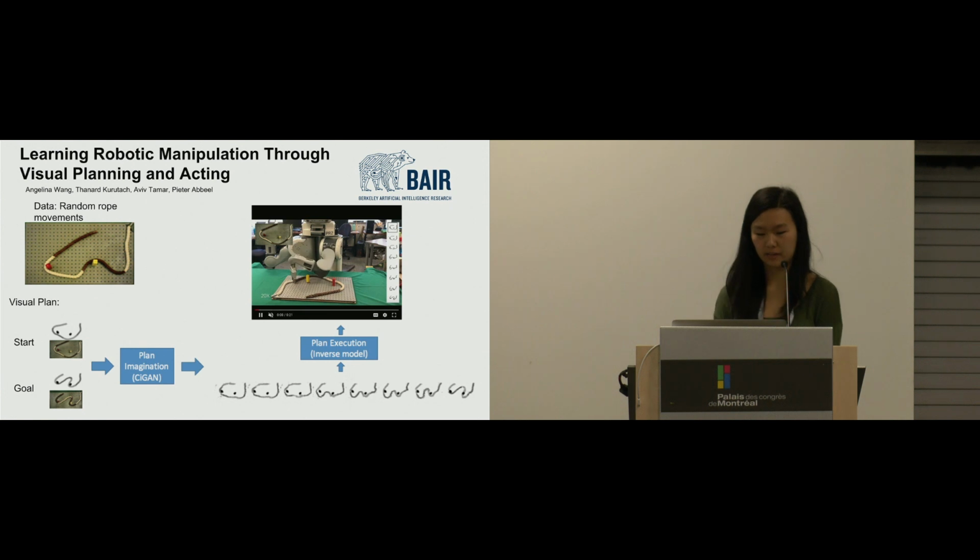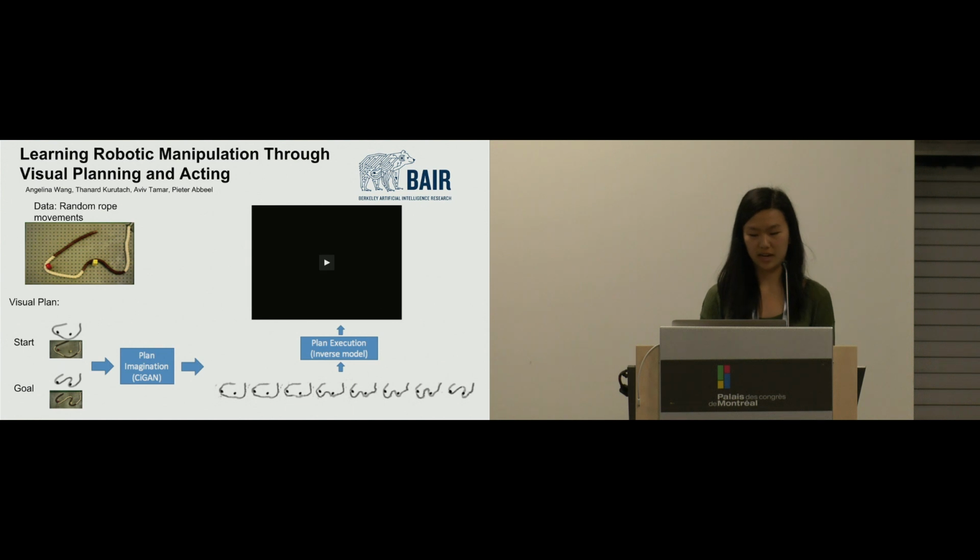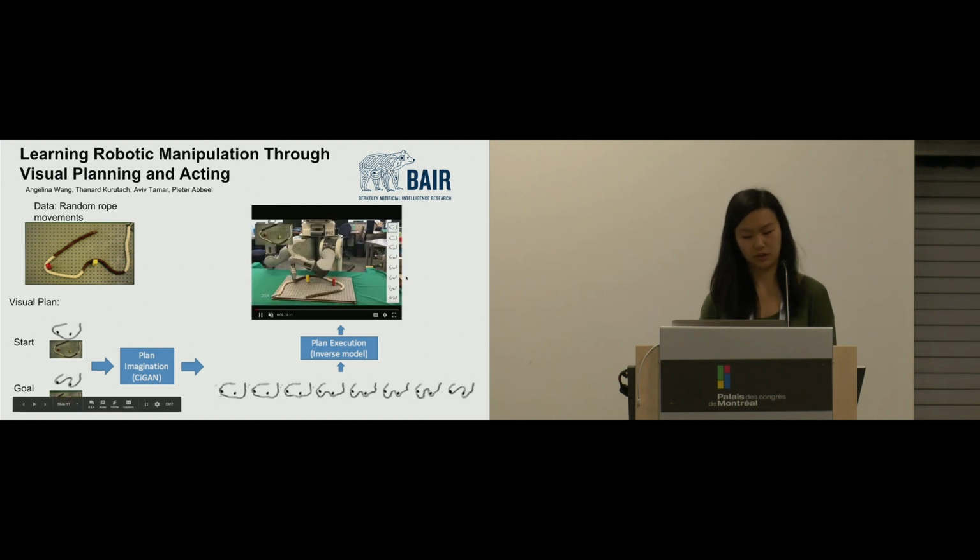For our method, the high-level overview is that we collect random rope movements in order to collect the data. Then from this data, we use a causal InfoGAN model, which is a generative model that learns a causal latent representation. Once we embed our start and goal states, we can create a visual plan, and this allows for a very interpretable method. After we have our visual plan, we learn an inverse model that can execute and follow this visual plan in a way that we can understand.